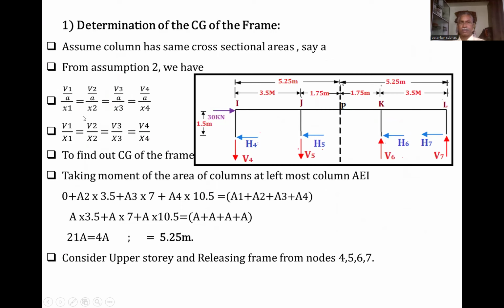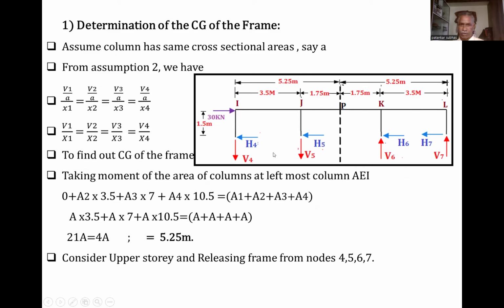As per the assumption, again we have considered the axial stress. Here the cross sectional area of the column is the same. That's why stress is equal to stress for the columns. For column number 1, axial stress is V1 by A. For column number 2, V2 by A, V3 by A, V4 by A. So A will vanish. We get V1 by X1 is equal to V2 by X2 is equal to V3 by X3 is equal to V4 by X4. And we get the relation between V2, V3, V4 in terms of V1.